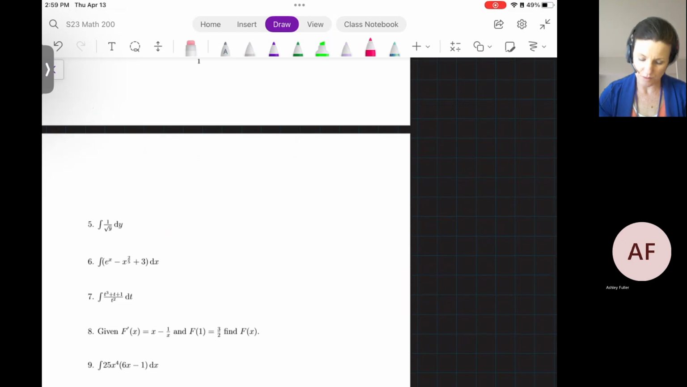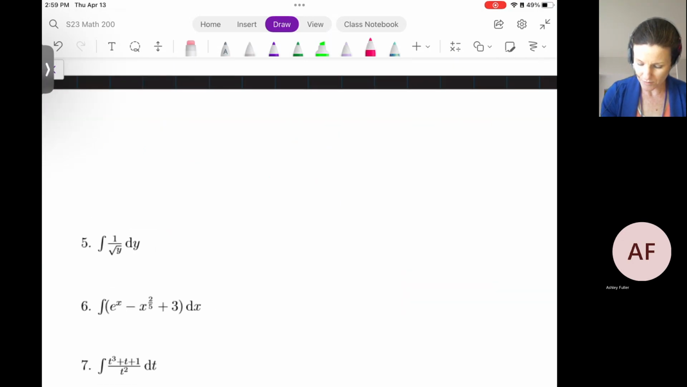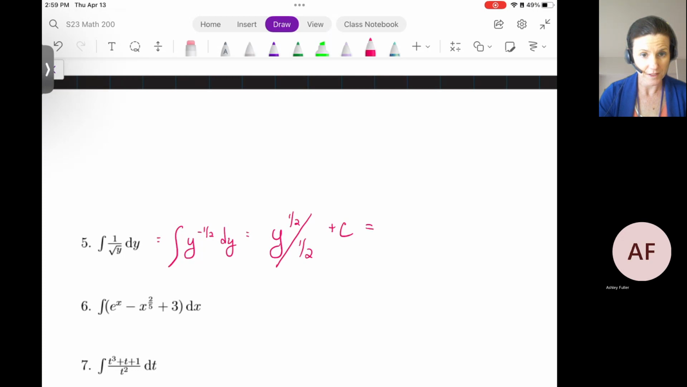When we have something like this where we're dealing with a square root, just like when we took derivatives, it's sometimes easier if we write this as an exponent, y to the negative 1/2, and then we follow the same rules. We're going to add 1, which gives us a positive 1/2, and then we're going to divide by that same exponent, which can be flipped and turned to multiplication to give us 2y to the 1/2 plus c.